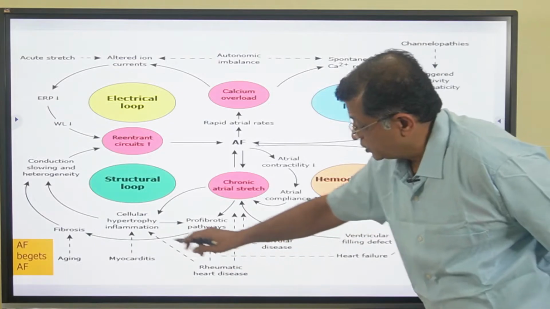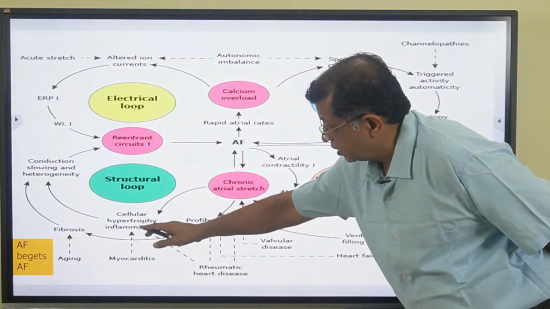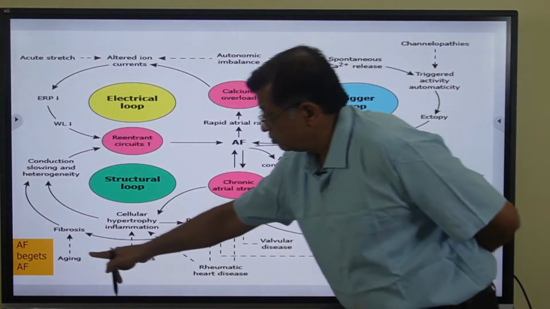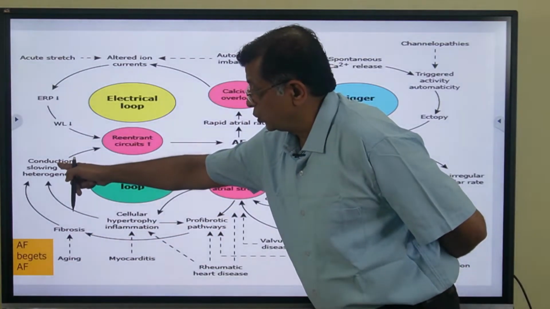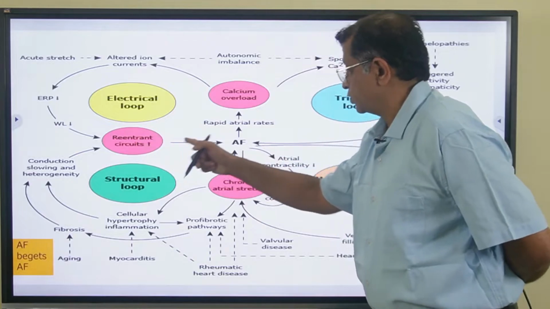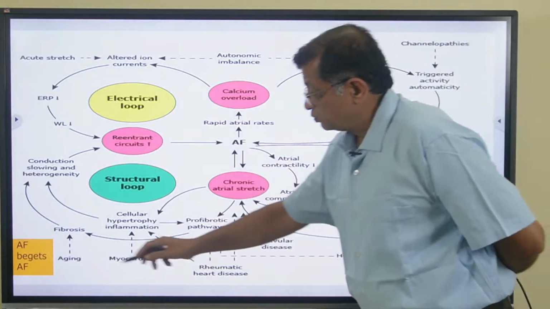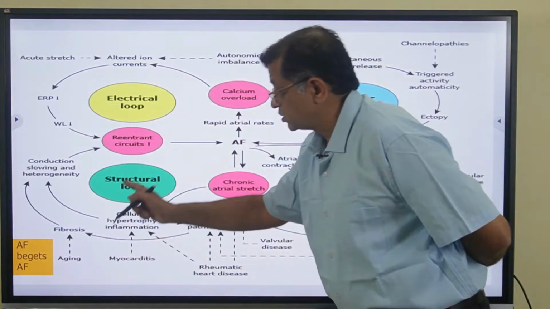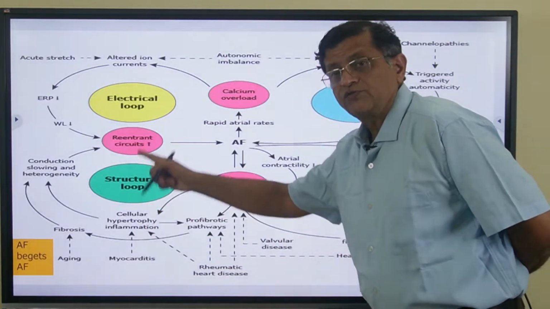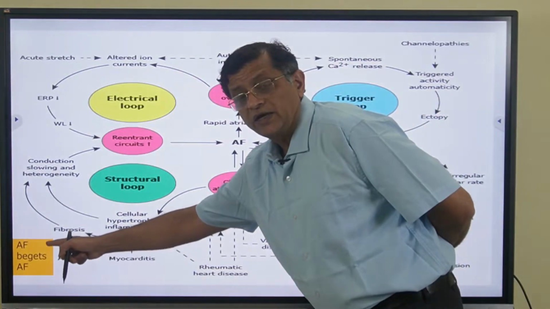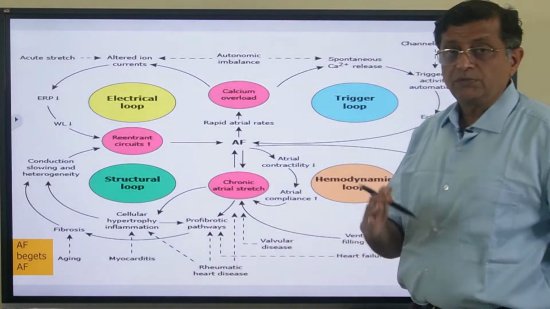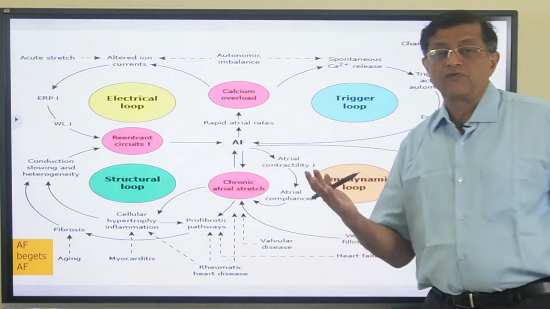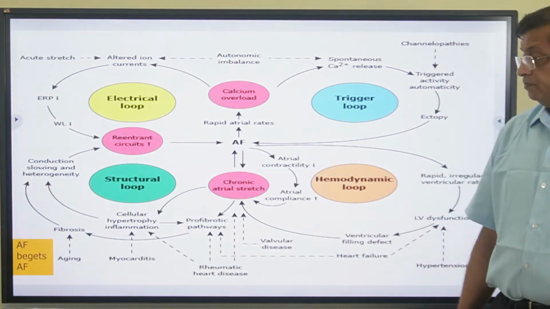Similarly, whenever there is myocarditis or some hypertrophy, or simply aging, it will cause fibrosis, which will cause slowing of the conduction, again a re-entrant circuit and AF. Especially fibrosis causes AF and AF causes fibrosis. Therefore, it is said that atrial fibrillation begets atrial fibrillation. Right? So initially the patient has a paroxysmal type of atrial fibrillation, then it becomes permanent.